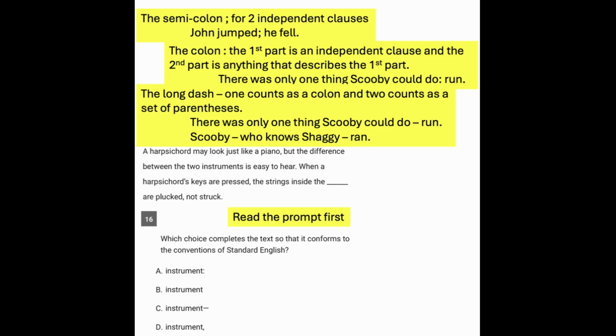So now that we have a little background on special punctuation, let's go ahead and make sense of this question. As we're reading it, "A harpsichord may look just like a piano, but the difference is easy to hear. When a harpsichord's keys are pressed, the strings inside the blank are plucked, not struck." So in other words, we're just mentioning the instrument here, but we actually don't really have any need for all of this special punctuation. It simply says, "When a harpsichord's keys are pressed, the strings inside the instrument are plucked, not struck." So that's good the way it is, and we don't need to get complicated with any of this punctuation. So the answer here is B.